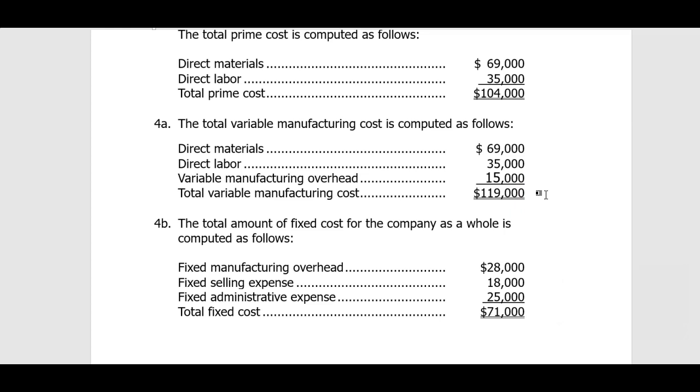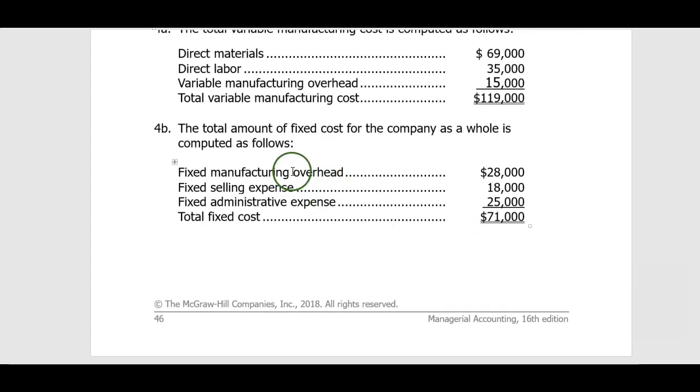4B, what is the total fixed cost for the company as a whole? Fixed cost, whether it's manufacturing, selling, or administrative, what are your total fixed costs? So just pick up the fixed cost portion of each of those. And again, those are given to you on page 55. That totals to $71,000.